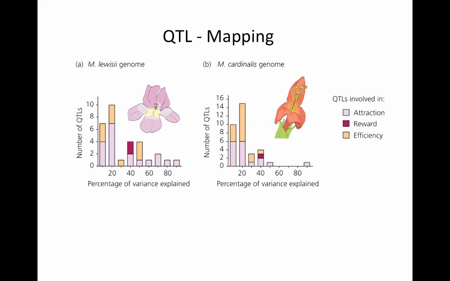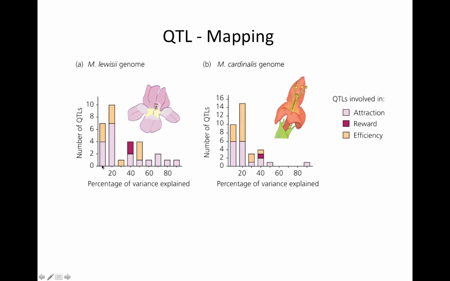So let me just explain these graphs a little bit first. On the x-axis, we have the percentage of variance explained. That basically means how big an effect that QTL has on the phenotype. And then on the y-axis, we've got the number of QTLs that explain that amount of the variation.